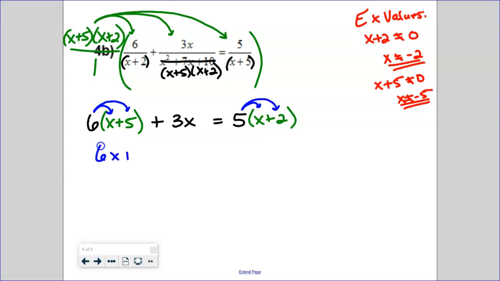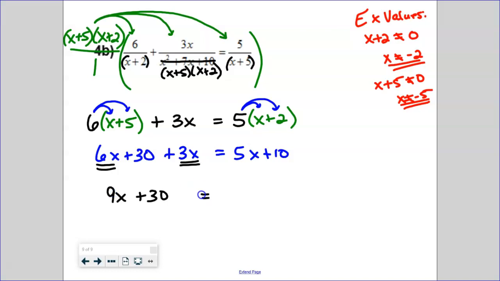We got a 6x plus 30 plus 3x equals 5x plus 10. All right, we have another linear equation, so that's good news for me. I'm going to clean up this left side first. So this is a 9x plus 30. Sounds familiar, doesn't it? And then equals 5x plus 10 still.